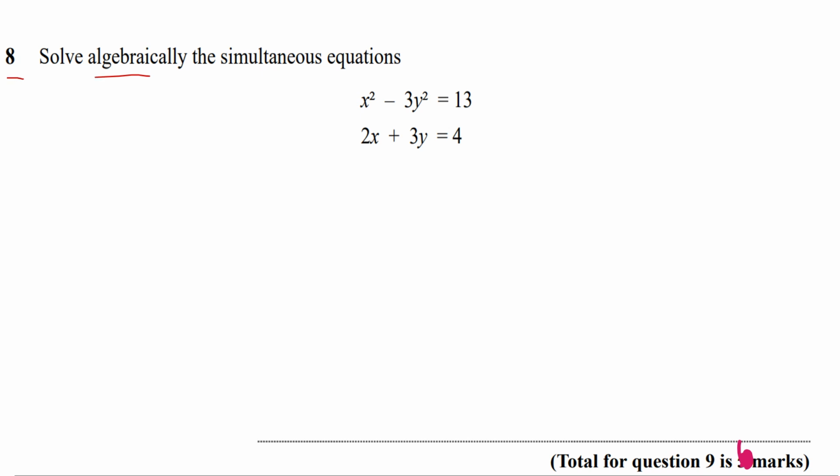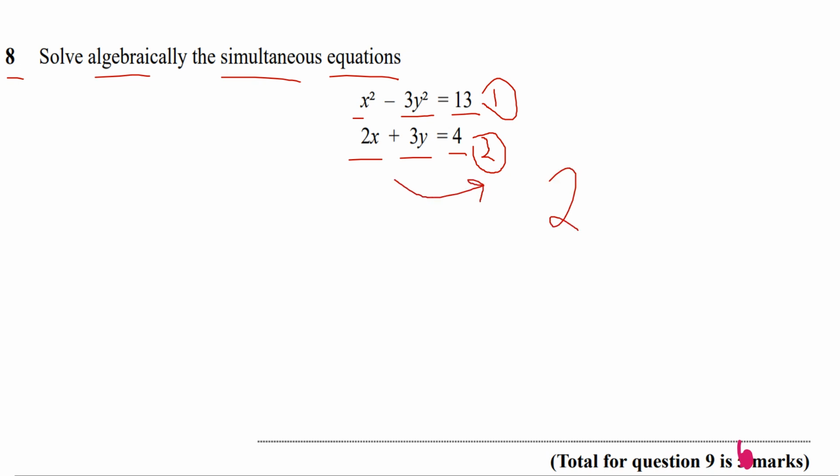Okay, so question number 8. We have to solve algebraically the simultaneous equations x squared minus 3y squared is equal to 13, and 2x plus 3y equals 4. Now, step 1, label it equation 1, equation 2. I'm going to rearrange equation 2 to make x the subject, to make it slightly easier. So I'm going to take the 3y to both sides, and I have 2x is equal to 4 minus 3y.